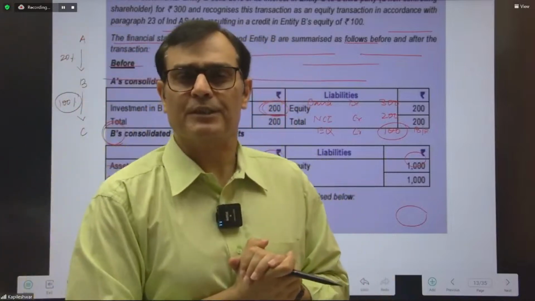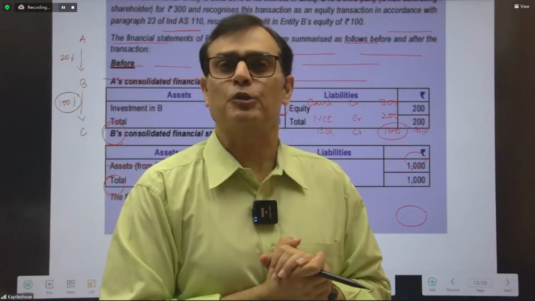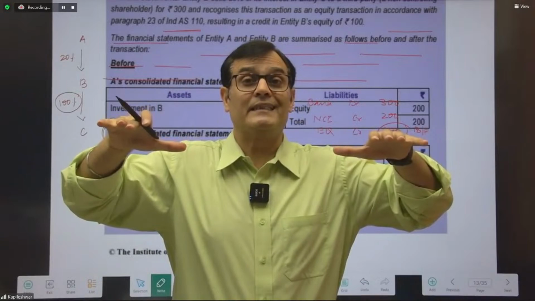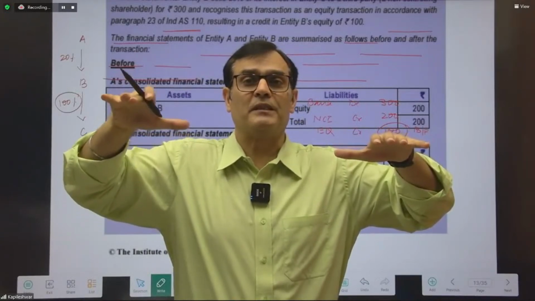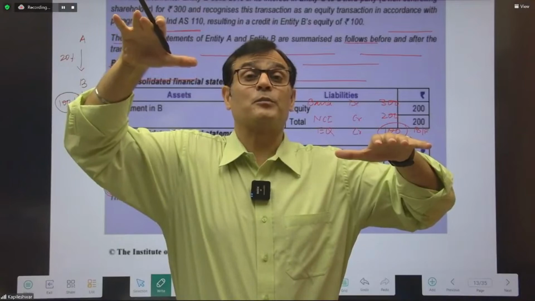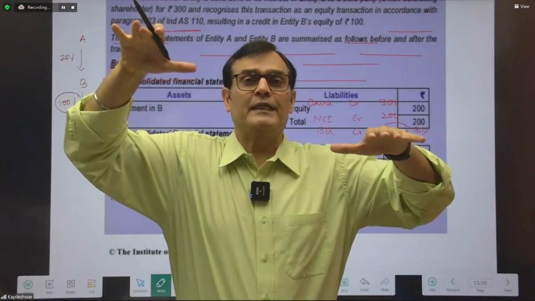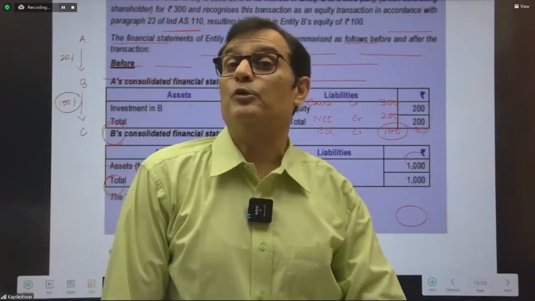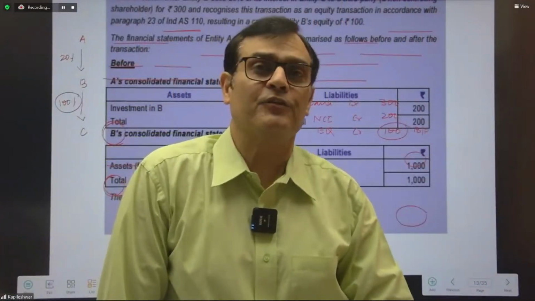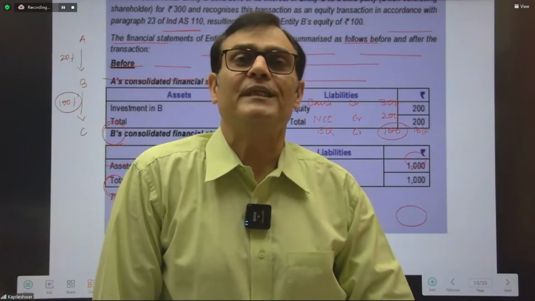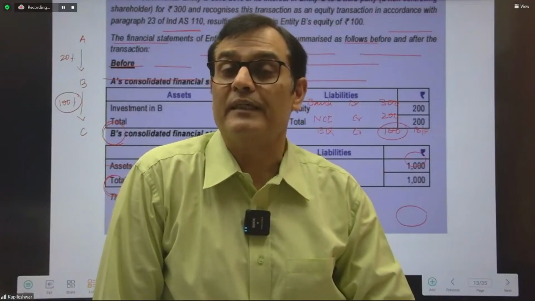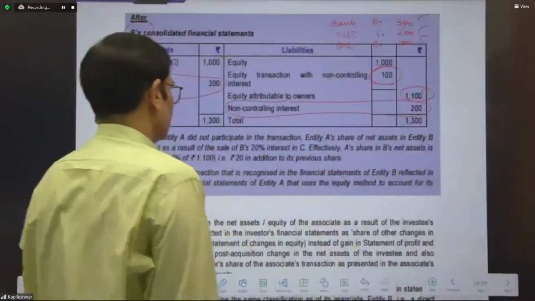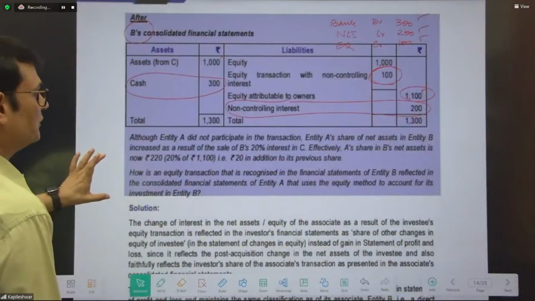So the question now arises, what is the entry which A should pass in the books? Can I say what is the increase in the net assets of B? The net assets of B increased by 100 with a corresponding credit to SOCI. So A should also record an increase in the investment with a corresponding credit to SOCI. So the entry is going to be investment debit to the extent of share in that increase of 100, that is 20, and the corresponding credit should go to equity. So you can see that's what is mentioned out here.